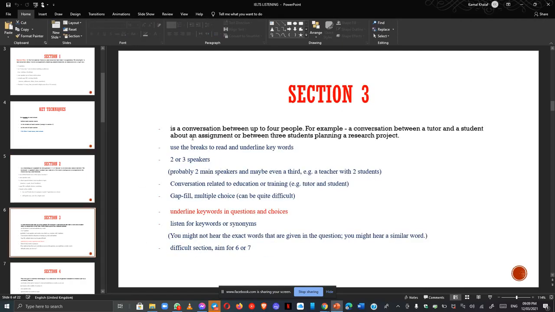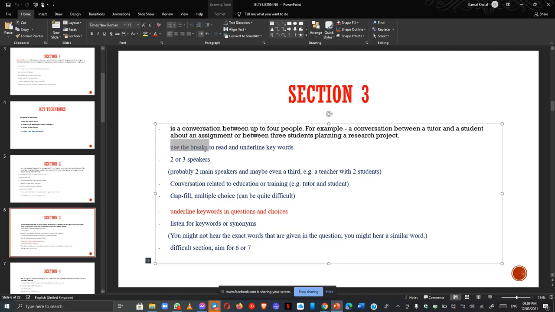Section 3 is a conversation between up to 4 people: 2, 3, or 4. For example, a conversation between a tutor, teacher, and a student about an assignment, or between 3 students planning a research project. Again, use the break to read and underline the keywords.